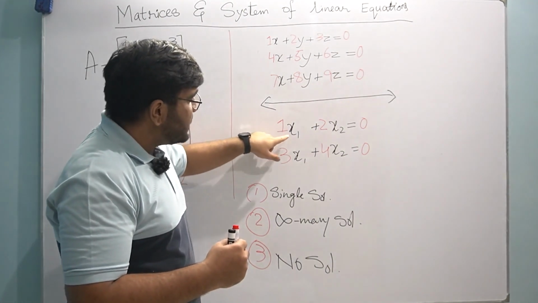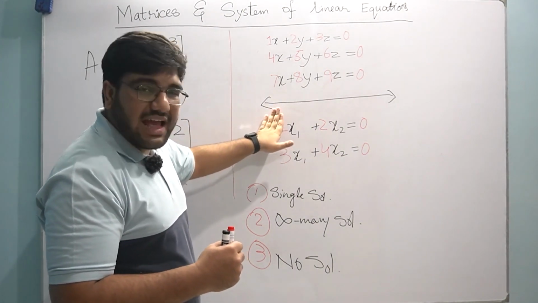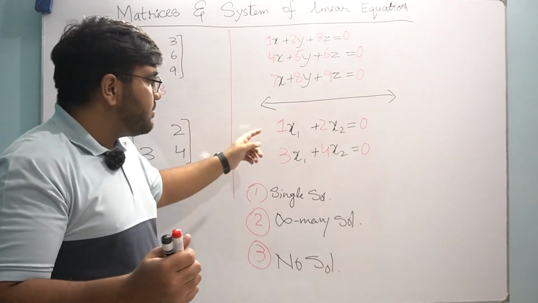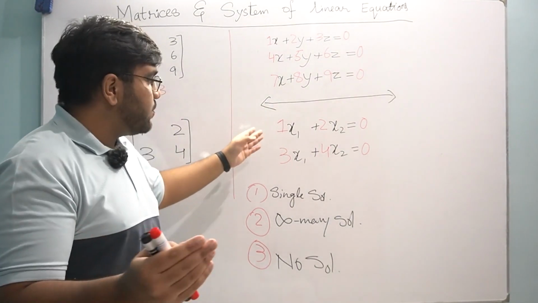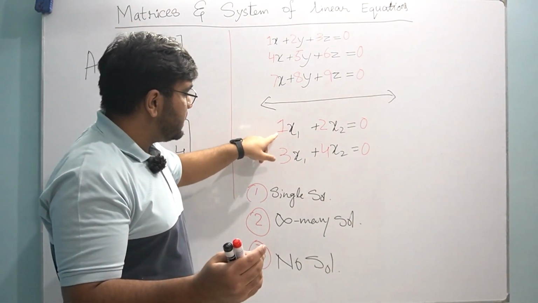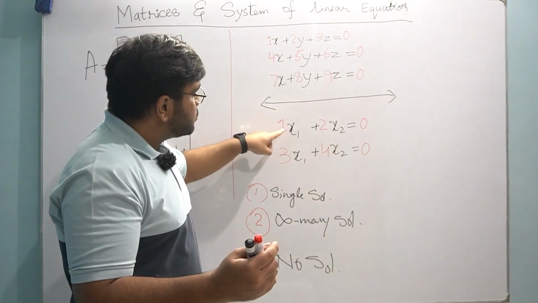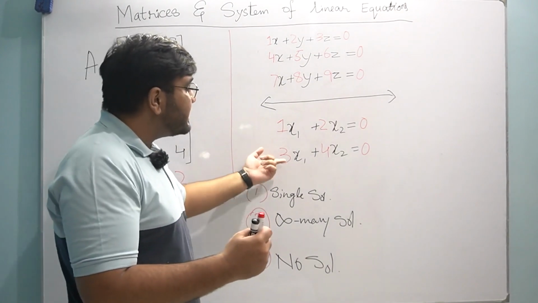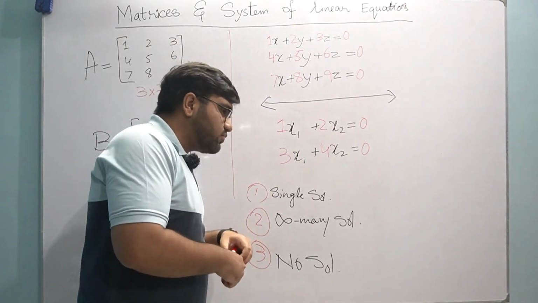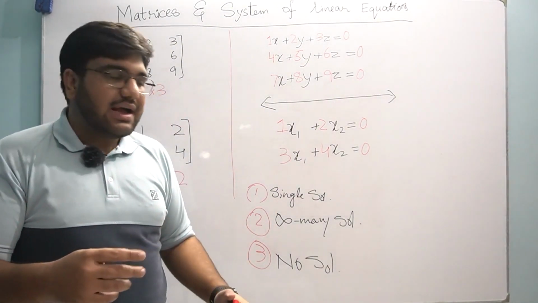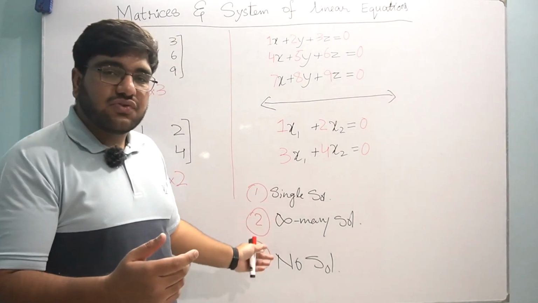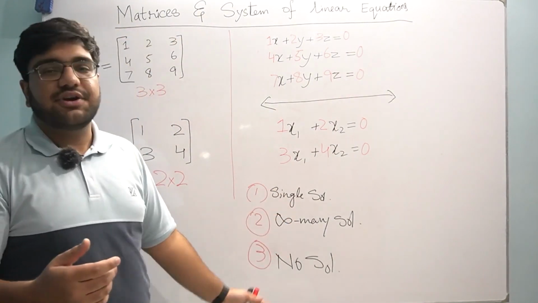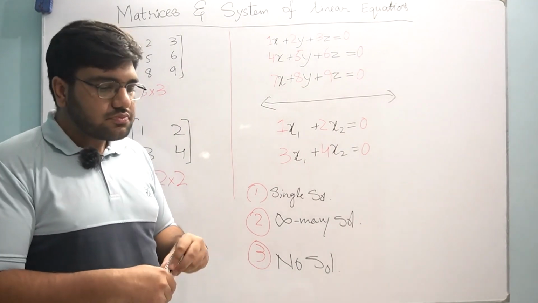So we have one x1. I could have just written x1, but it doesn't really matter, just to give you an insight what the coefficient may look like. So 1x1 plus 2x2 is equal to 0. The second equation is 3x1 plus 4x2 is equal to 0. So again it can have either of the solutions, right? Single solution, infinitely many, or no solution.